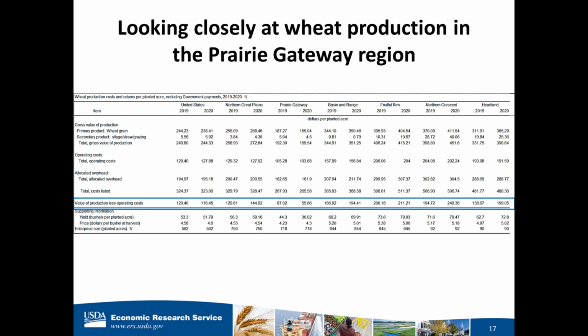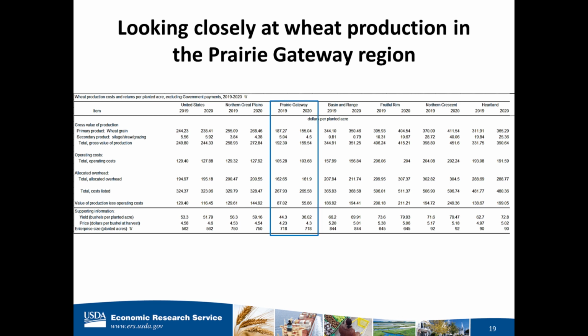The Fruitful Rim also saw an increase of $11.21, going from $200.18 to $211.21. The Northern Crescent region, the second to last column starting on the right, went from $194.72 to $249.36. And then finally, the Heartland region went from $138.67 in 2019 to $199.05. As I mentioned earlier, the only region that experienced a decline was the Prairie Gateway region, and that is really driving what we're seeing in the United States, that $4 decline in the value of production minus operating costs.